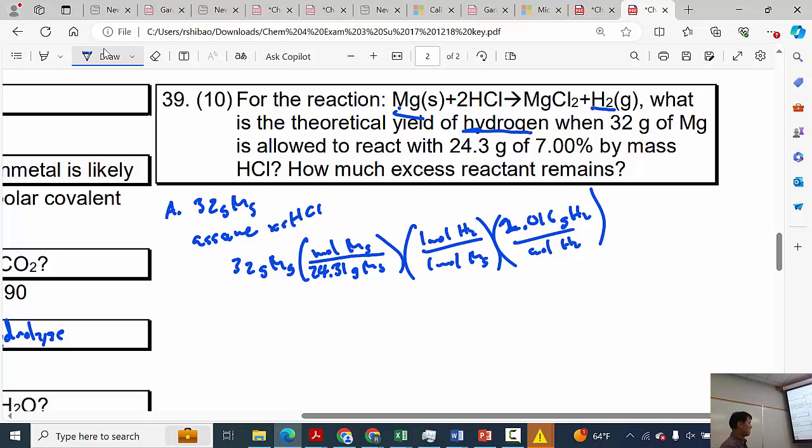All right, and so that should give us how many grams of hydrogen are produced. So this is going to be 32 divided by 24.31 times 2.016. And I get 2.653.